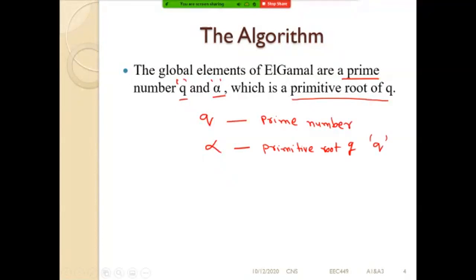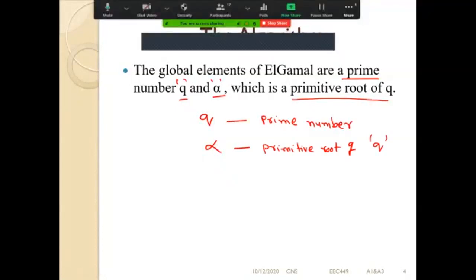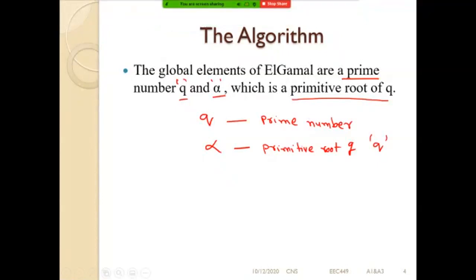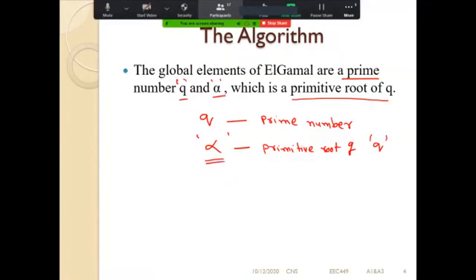How to find the primitive root of a prime number, we have seen. Generally we will assume Q to be a large number for more security. So yes or no? All of you know, right? How to find the primitive root of any prime number? Please confirm. Yes or no?